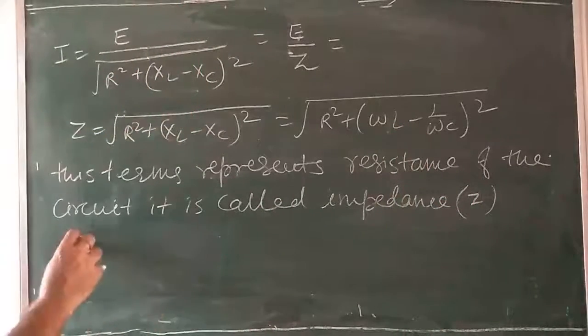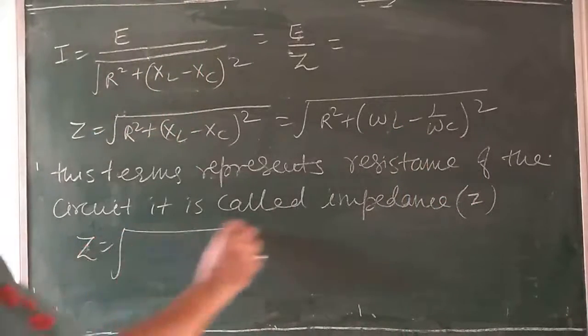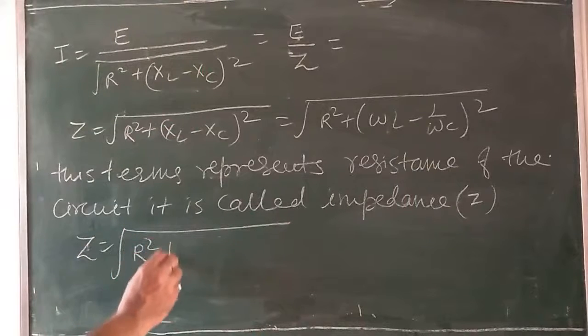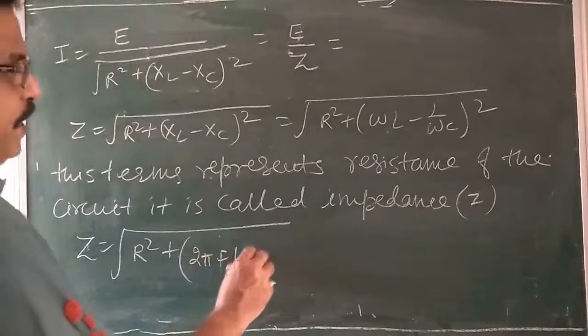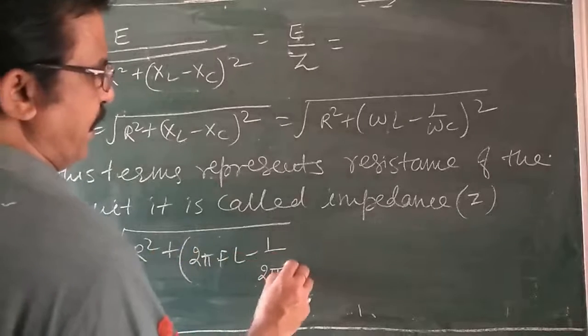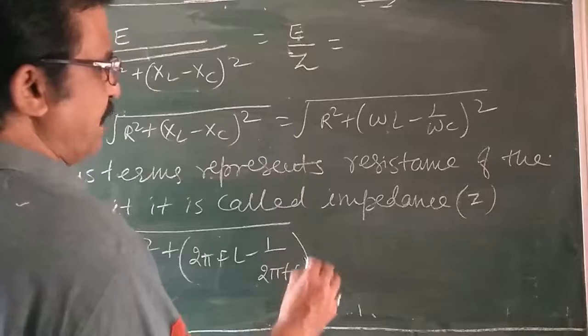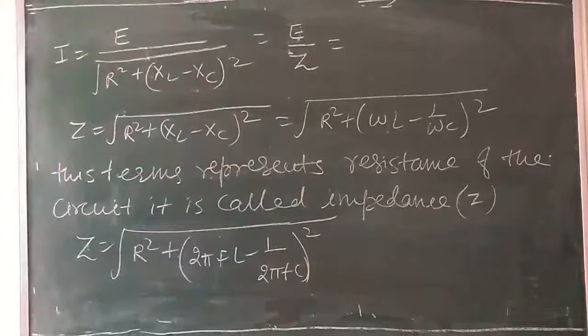So dear children, from a numerical point of view, I can write here Z is equal to the square root of R square plus (omega L minus 1 by omega C) whole square, that is, omega is 2 pi f, so 2 pi f L minus 1 by 2 pi f C. That also I can write. So here that is R square plus this one, and I can write like this.